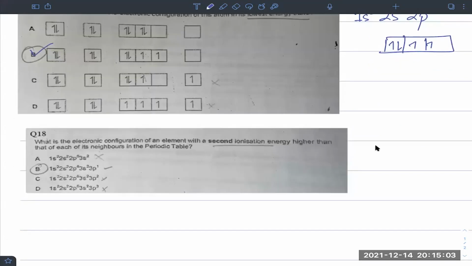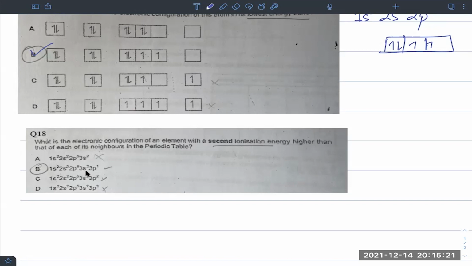What is the electronic configuration of an element with a second ionization energy higher than that of each of its neighbors in the periodic table? Second ionization energy is the highest. What does that mean? That means removing the first electron is really easy, but removing the second one is not.